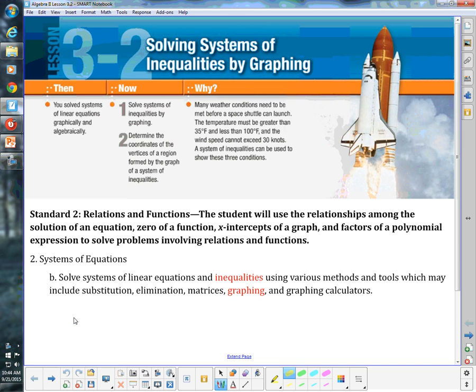Today for lesson 32, we're going to be solving systems of inequalities by graphing. If you're in class, we did this with the graphing calculators, but obviously you're watching this because you don't have a graphing calculator, or you're at home, or you missed the lesson.